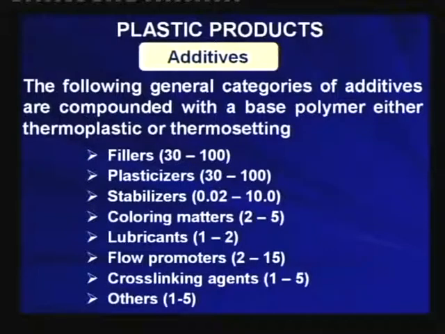Now, what are those additives? Today let us concentrate on the plastic products. Products would be of plastic nature, plastic products, fiber products, rubber products, surface coatings. So, products may be of different types, and in each case the ingredients used for making those products are different. In case of plastic, additives would be of one type.